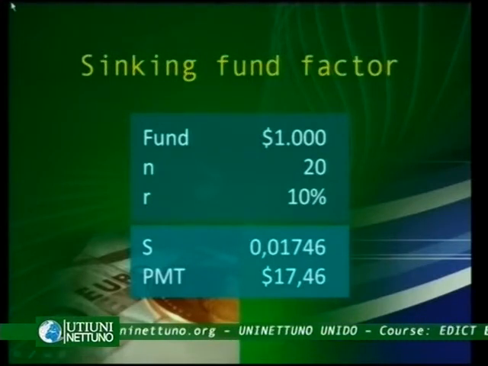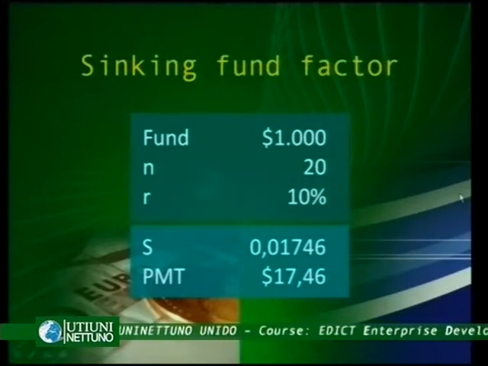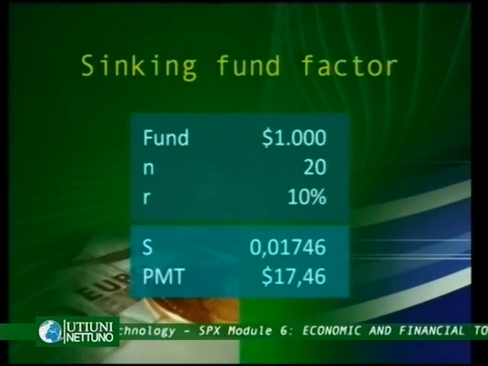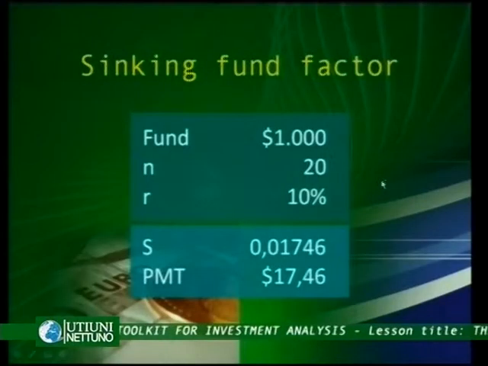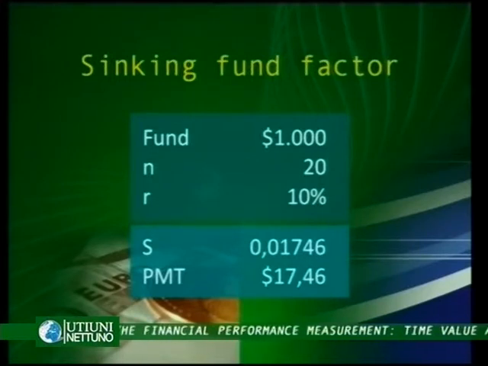Well, what you can do here is just apply the formula we have seen in the previous slide and calculate the sinking factor. So applying this formula, what comes out is that the sinking factor is equal to 0.0746. And if you want to know what is the constant payment that you have to make in each of the 20 periods for which you are accumulating funds, you just multiply the sinking factor times the fund of $1,000, and so you get that you have to make an annual payment of $17.46 a year in order to get a final fund of $1,000.